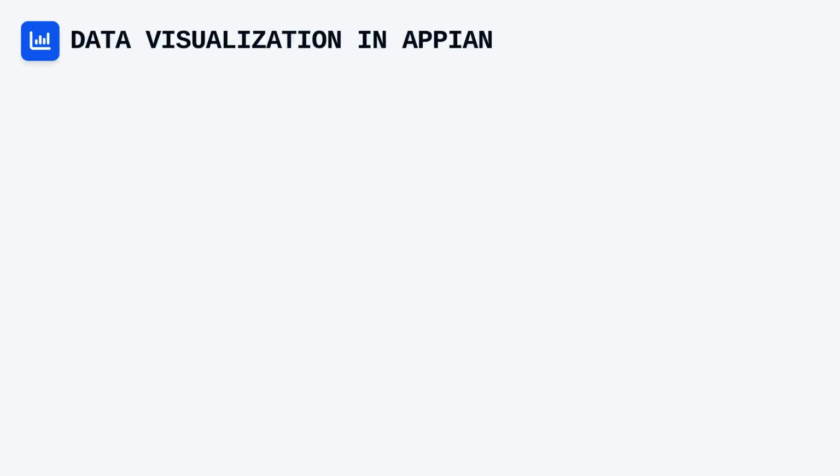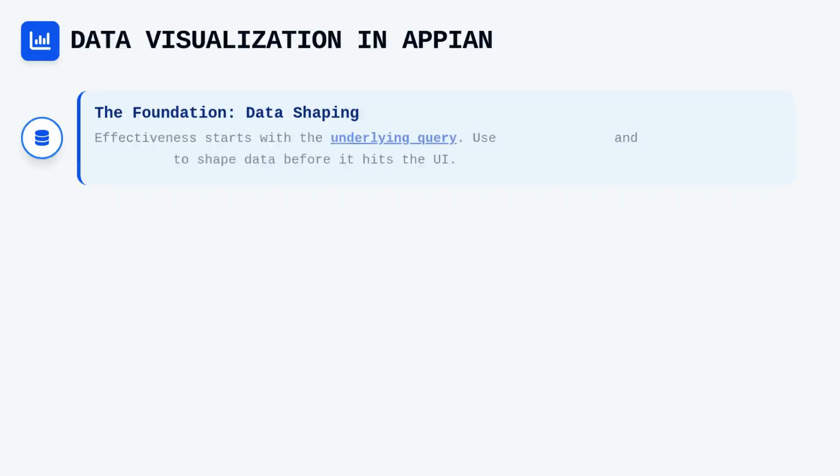When we approach data visualization in Appian, the first step is always understanding the nature of the data you intend to project. A chart is only as effective as the underlying query, so we must rely heavily on the query record or aggregation functions to shape our data before it reaches the UI component.